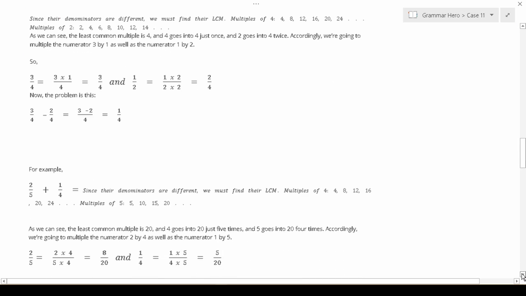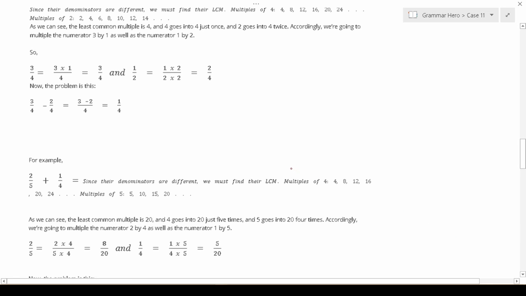Let's do another example, since this concept's a little bit more difficult than anything I've introduced thus far. Let's do 2/5 plus 1/4. Okay? As you can see, the denominators are different, so we can't just add the numerators. Instead, we have to find a common multiple over which we can put both of these fractions. So let's go ahead and write out the multiples of 5. It's going to be 5, 10, 15, 20, 25, and so on.